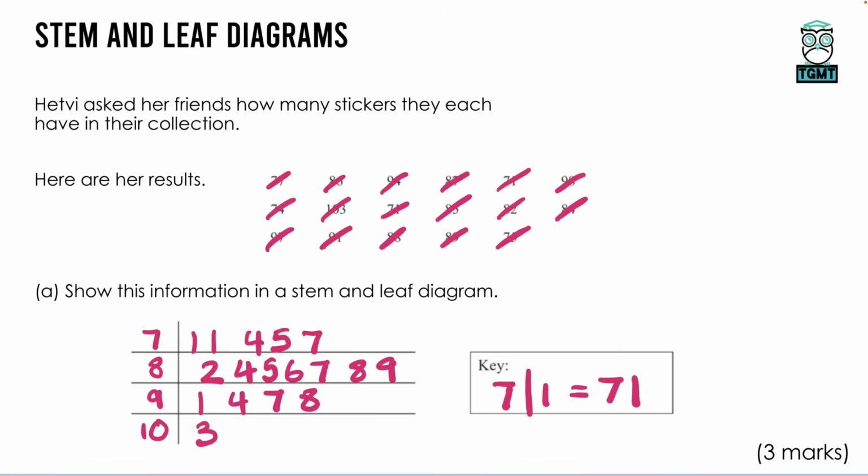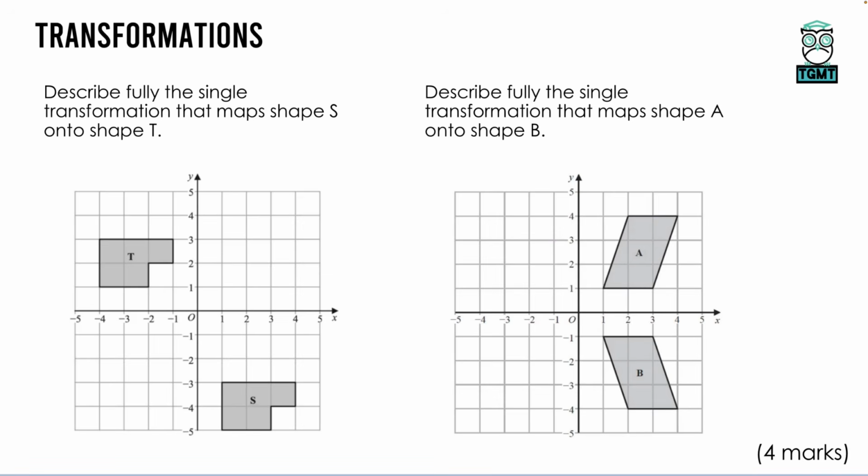Okay, so we have 2 transformations here. It says describe fully the single transformation that maps shape S onto shape T. Now this transformation on the left here is called a translation. So this is a translation, which means to move. So it has a movement, and a movement is described using a vector. So we say it's a translation by the vector, and then we're going to say what that vector is.